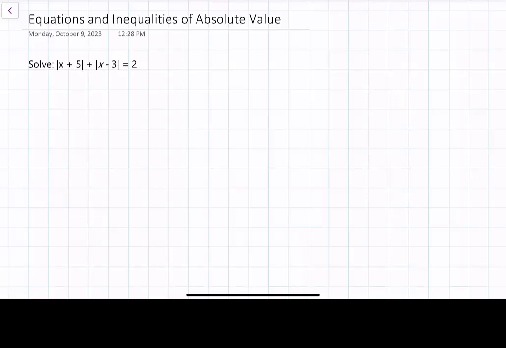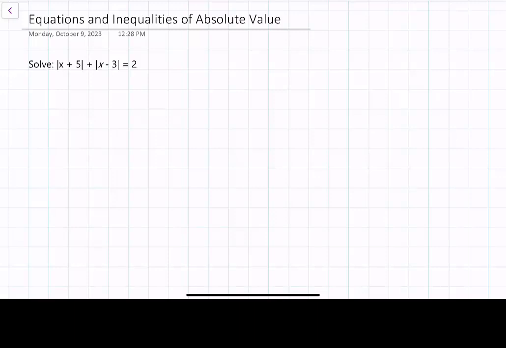In this video, we will be going over 2 problems on equations and inequalities of absolute value. Solve for the absolute value of the sum of x and 5 plus the absolute value of the difference of x and 3, and this equals 2. So then what would x be?